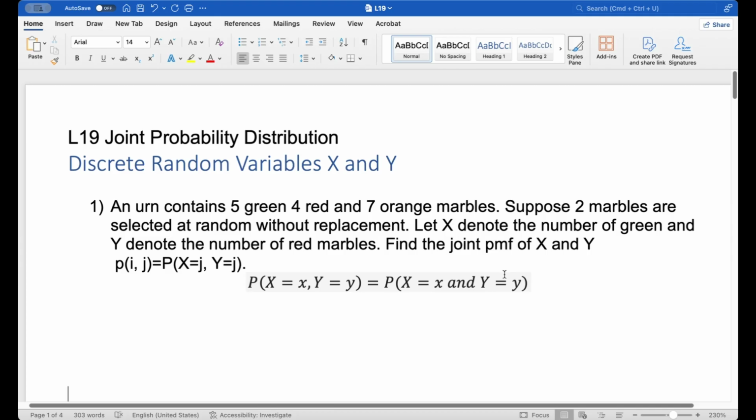We want to find the joint probability mass function of X and Y. And the notation here is the probability of the pair i, j, which represents X equals i and Y equals j. And so in general, that means both of those have to occur. X has to be equal to i, and Y has to be equal to j.